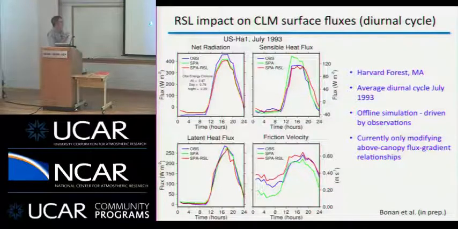But the point is that if you look at the comparisons between the red and the blue versus the green and the blue, you can see that we're doing a much better job matching the observed fluxes by simply making a change that accounts for the physics and the change that the canopy has made to the physics, and also made substantial improvements in the momentum sink at the surface.